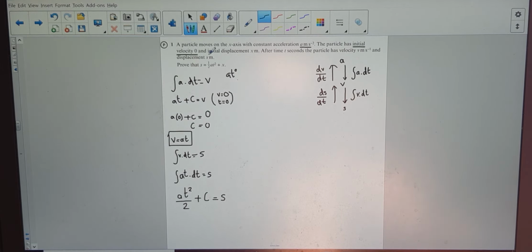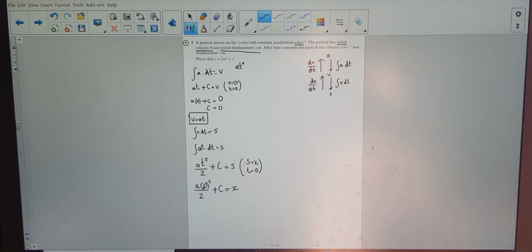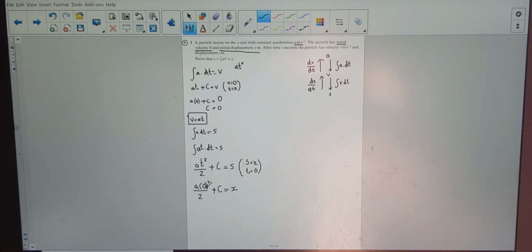Now I look, my initial displacement is x. So that's telling me my displacement is x, s is equal to x, and because it's initial, that's when t equals 0. Substitute that in order to work out what my new constant of integration is. I've got a times 0 squared over 2 plus c is equal to s, which in this case is x. What have I got? A times 0 squared. Oh, that's times 0, isn't it? So all I'm left with really is c equals x.